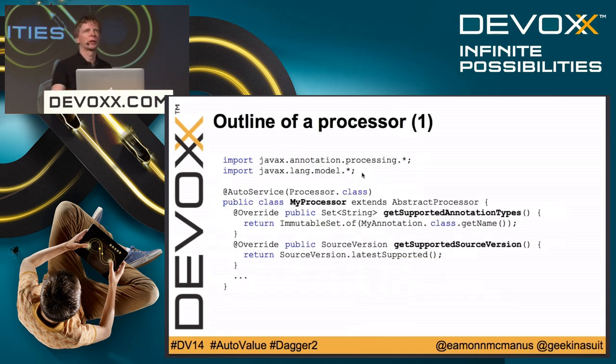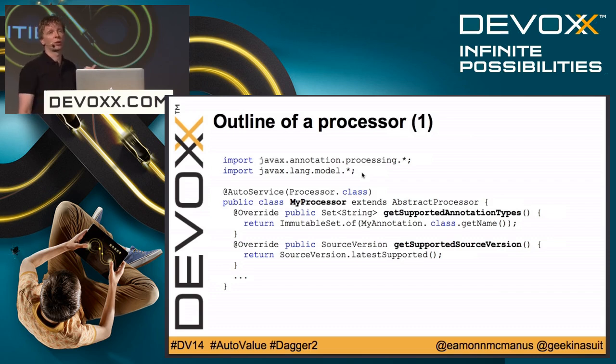Okay, so an outline of what a processor looks like. The annotation processing API, it's quite a big API, but if you know what the important points to start from are, it's easy enough to find your way around. So an annotation processor, basically this is the outline.